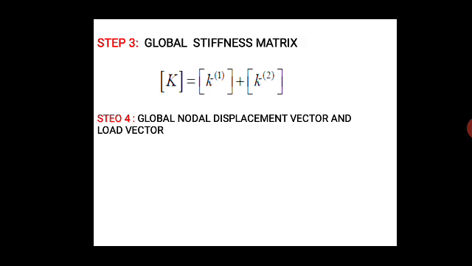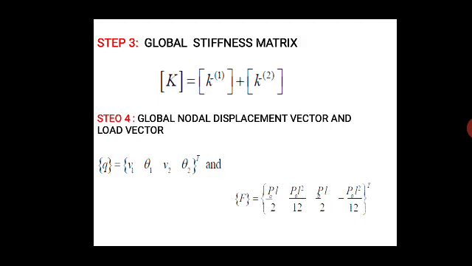Since in this model we have considered it as one element, the global stiffness matrix can be considered as K1, and along with this we need to mention the displacement vector and force vector. That is step 4, global nodal displacement vector and load vector. Here the global displacement vector we can consider as Q. Q is equal to V1, theta 1 at node 1, and V2, theta 2 at node 2.